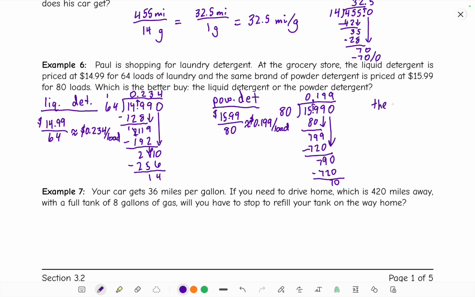So the powder detergent is the better buy.